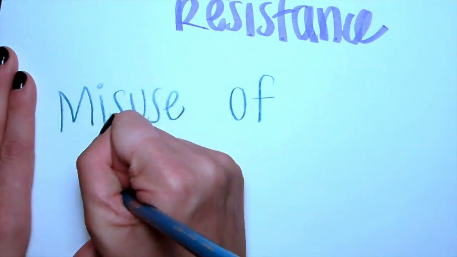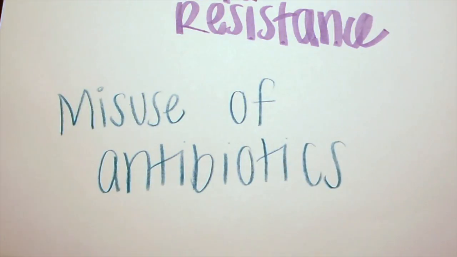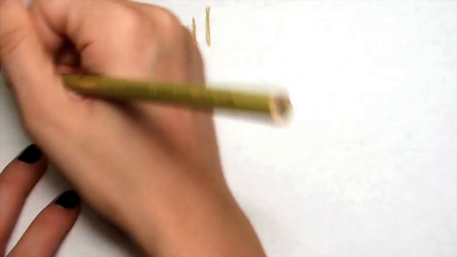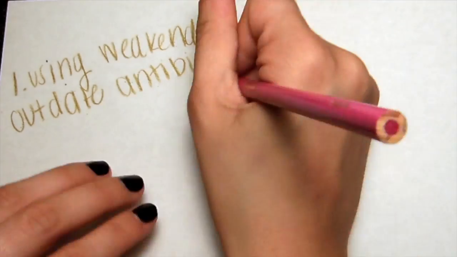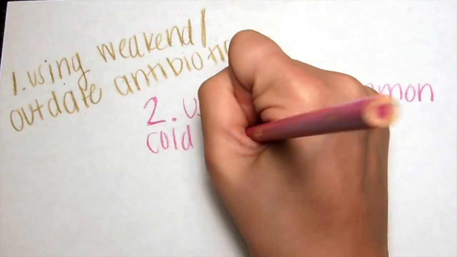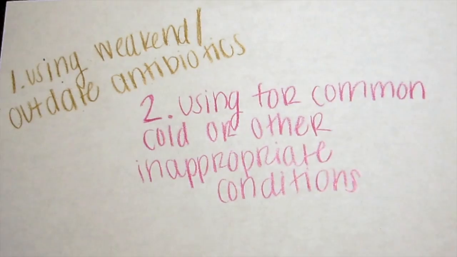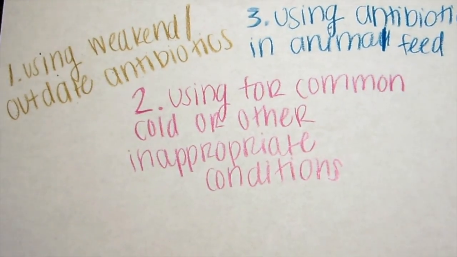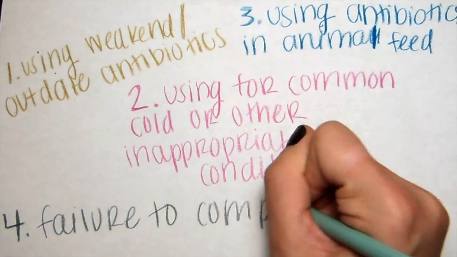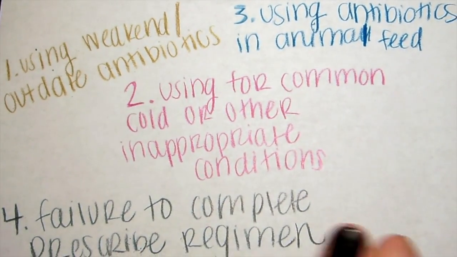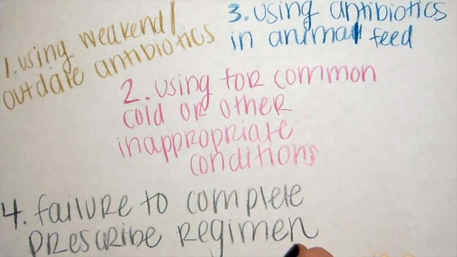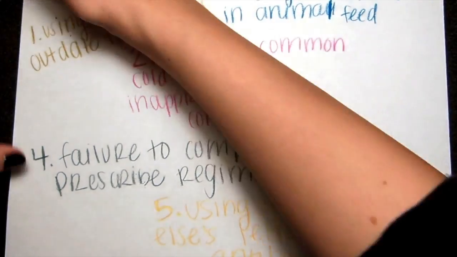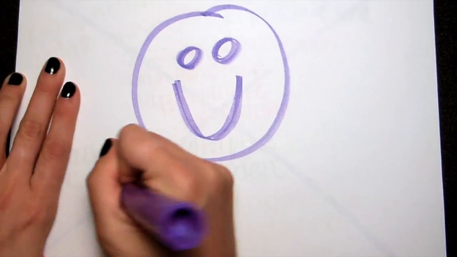The ways we can contribute to antibiotic resistance is simply from the misuse of antibiotics. These include using outdated or weakened antibiotics, using antibiotics for the common cold and other inappropriate conditions, using antibiotics in animal feed, failure to complete the prescribed regimen, and using someone else's leftover prescription. Now let's do the best we can to prevent antibiotic resistance because, as we can see, this is a serious situation.